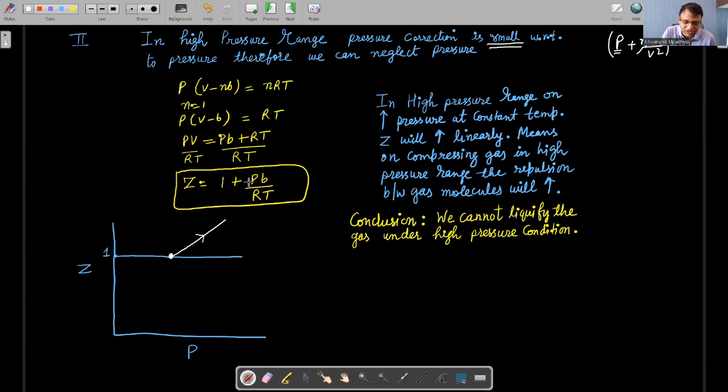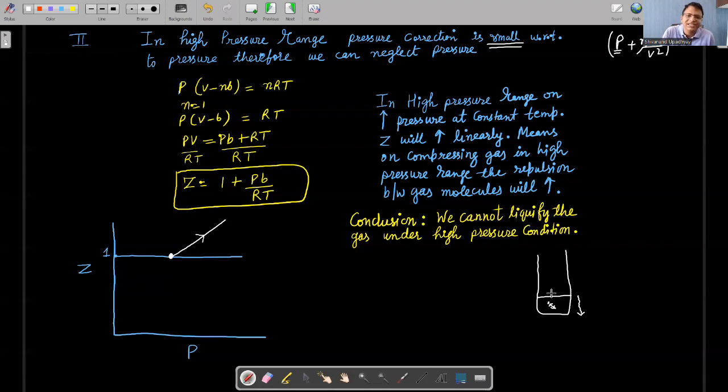What is the meaning of this? In high pressure range, we already know that the value of Z is greater than 1. Z greater than 1 means there is repulsion between gas molecules. Already there is high pressure, meaning the volume is already less. And now I am trying to compress this gas, and between gas molecules repulsive forces are already there. If repulsive forces are there, how much I will compress it, their repulsive forces are going to increase. So we cannot liquefy a gas in high pressure range.